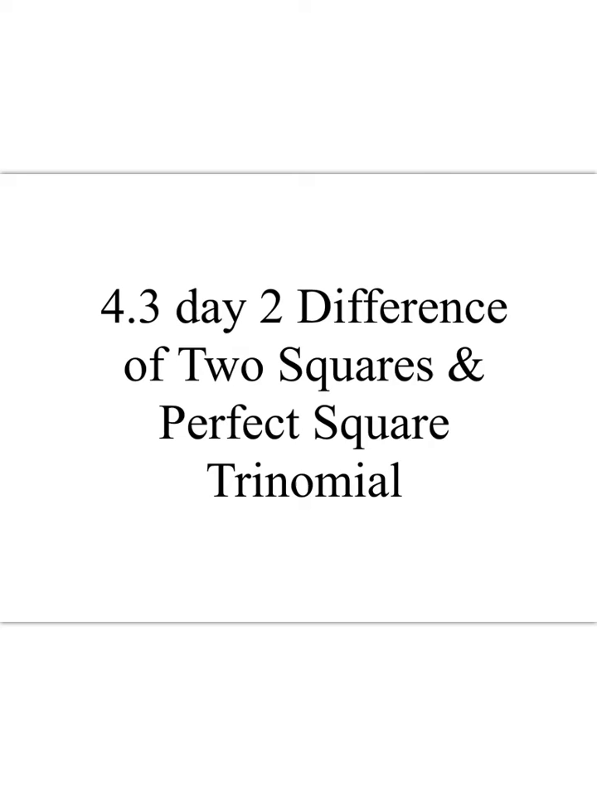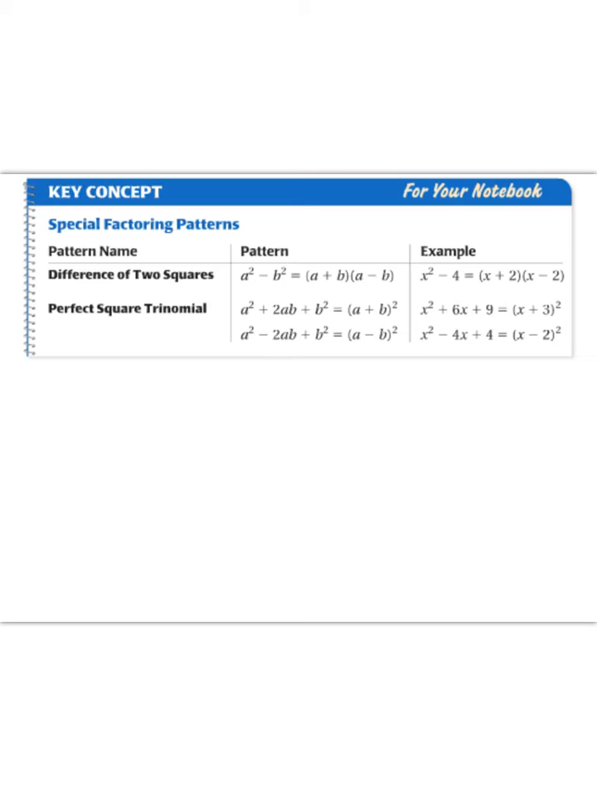This is 4.3, day 2. We're still going to be factoring, but now we're going to look at the difference of two squares and perfect square trinomials. I want to start off by looking at the difference of two squares. So it gives the example of x squared minus 4.